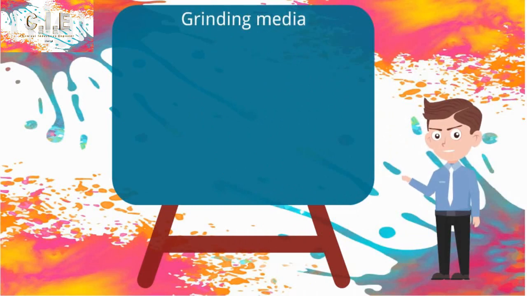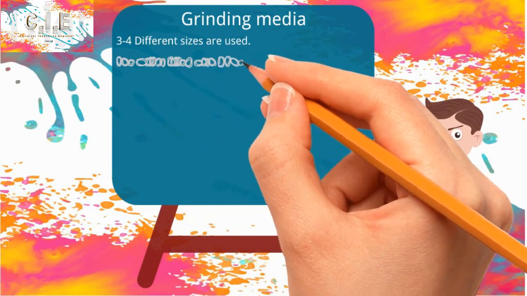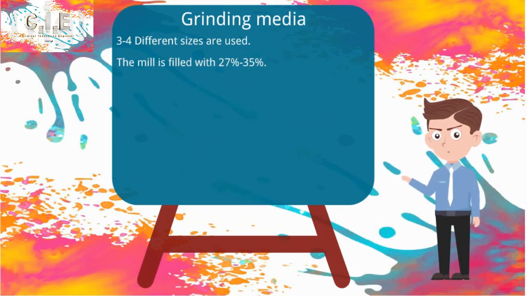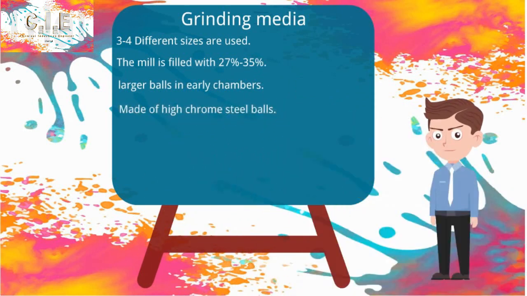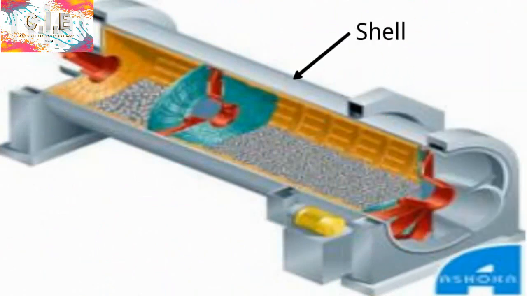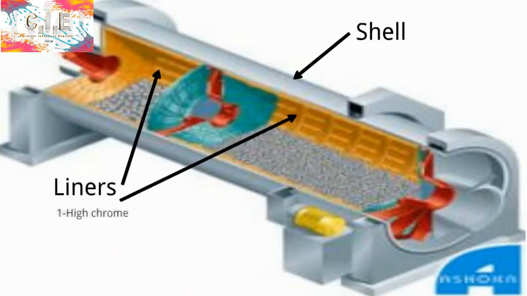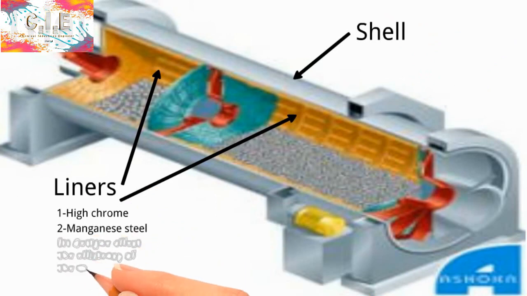About grinding media, 3 to 4 different sizes of balls are used, with different proportions, and the cylinder is filled 27 to 35% with grinding media, and the sizes are distributed in chambers, with larger balls in early chambers. Grinding media used now is made of high chrome steel. And the shell is fitted with liners made of high chrome or manganese steel. The design of the lining has a high effect on the efficiency of the mill.